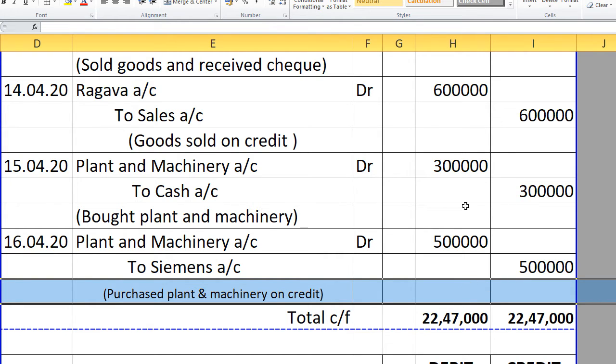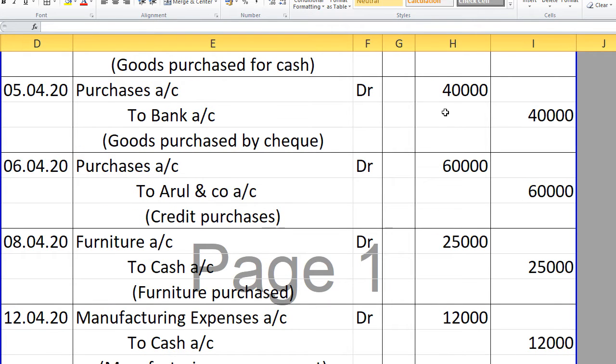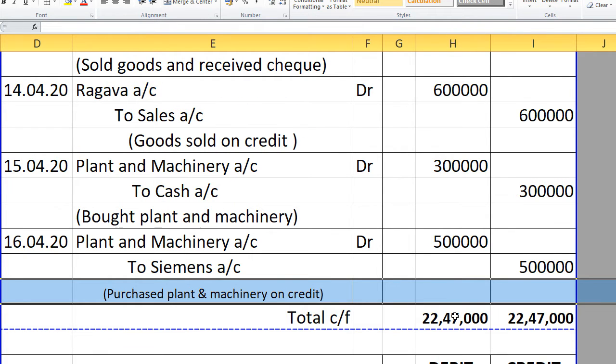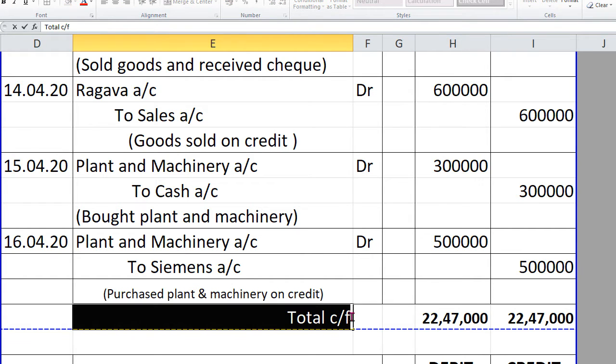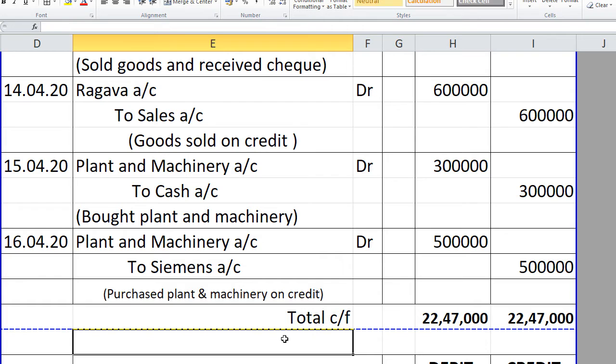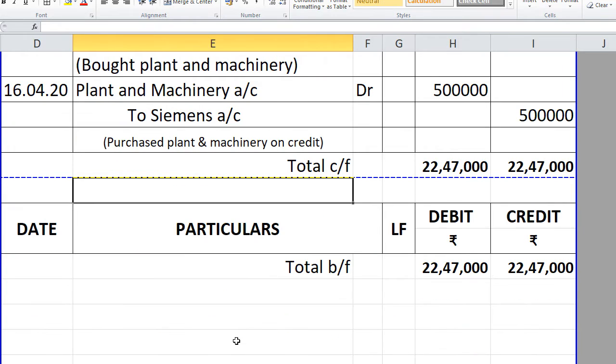So here we have to add all these transactions: the amounts in the debit column added, and all the amounts given in the credit column added. Surely it will be naturally equal. If it is not equal, somewhere in the entry you have committed an error, so you will have to check it up. And here, total c/f means carried forward, carried forward. So this is to be carried forward to the next page.